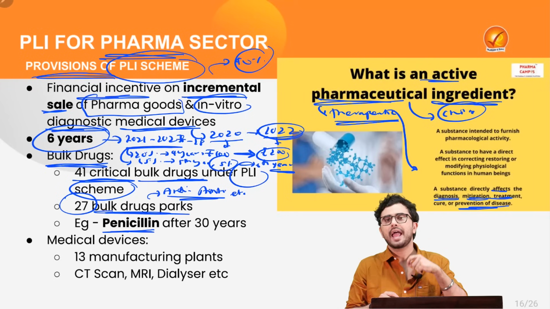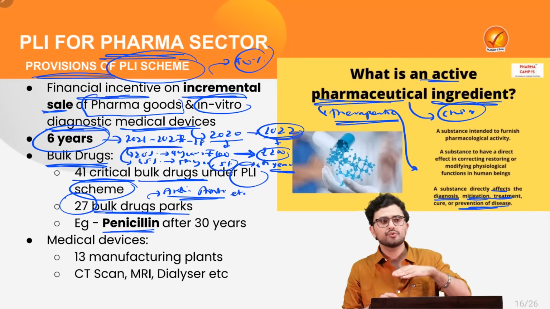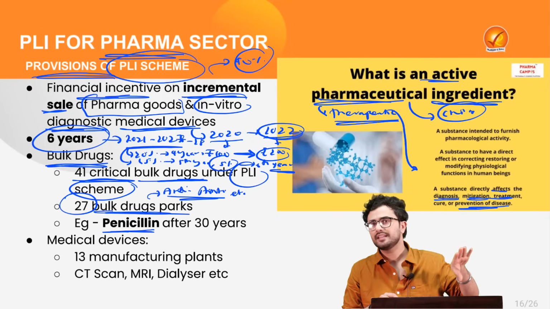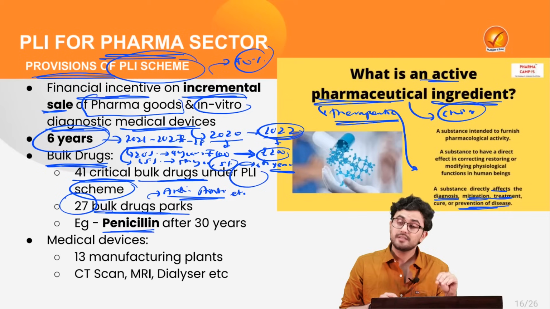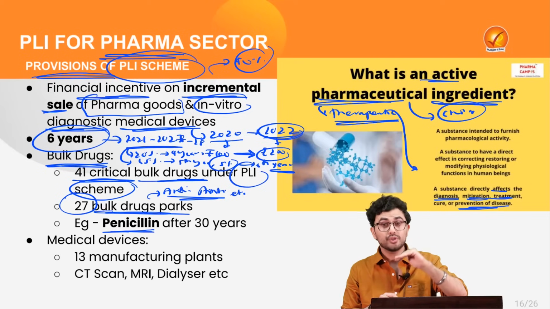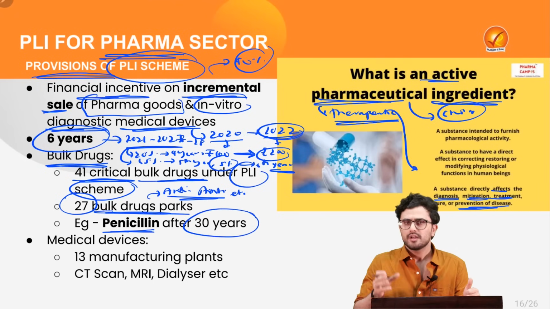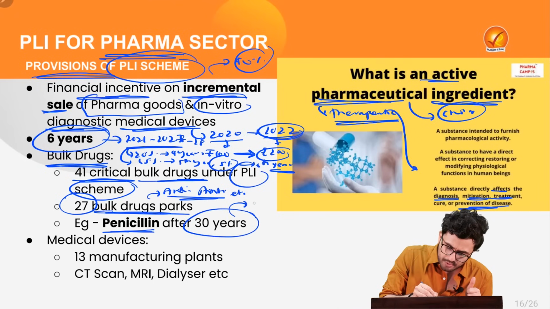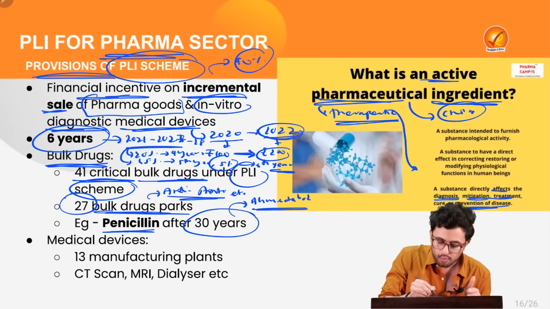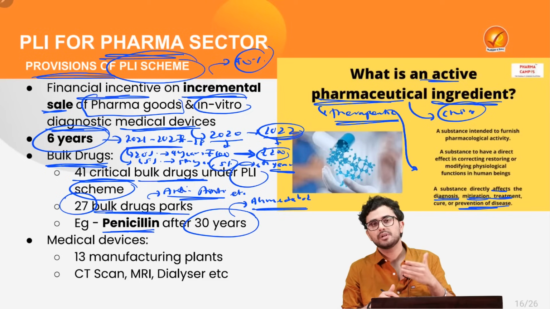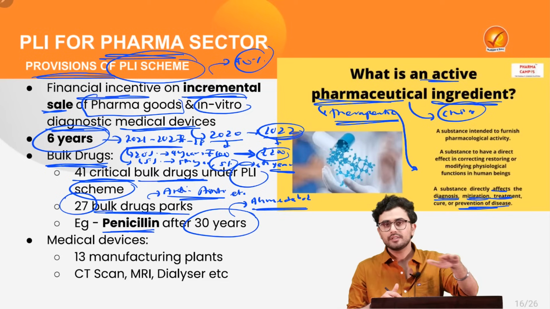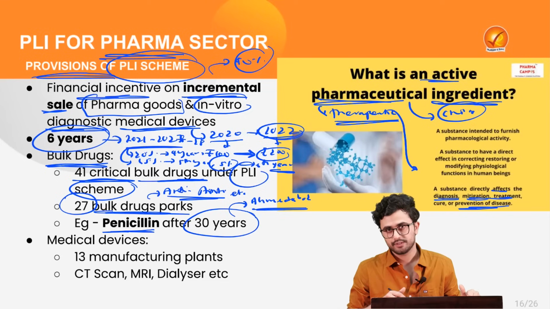One of which is penicillin. Penicillin is basically an antibiotic which is used to treat infection caused by any bacteria. And this penicillin is going to be produced in our country after 30 years. Before 30 years, there used to be a manufacturing unit of penicillin in Ahmedabad, which was closed because it was not able to compete with other industries in other countries.